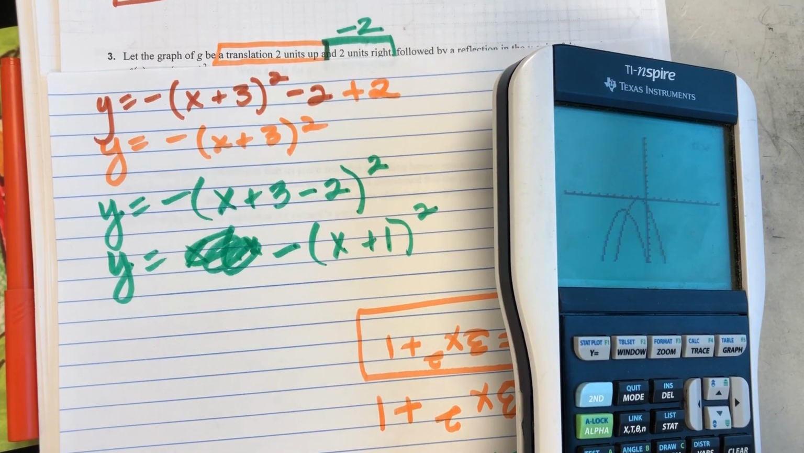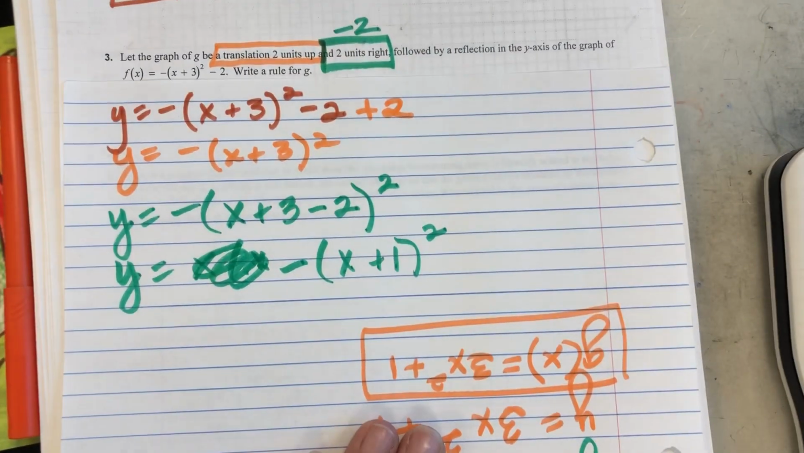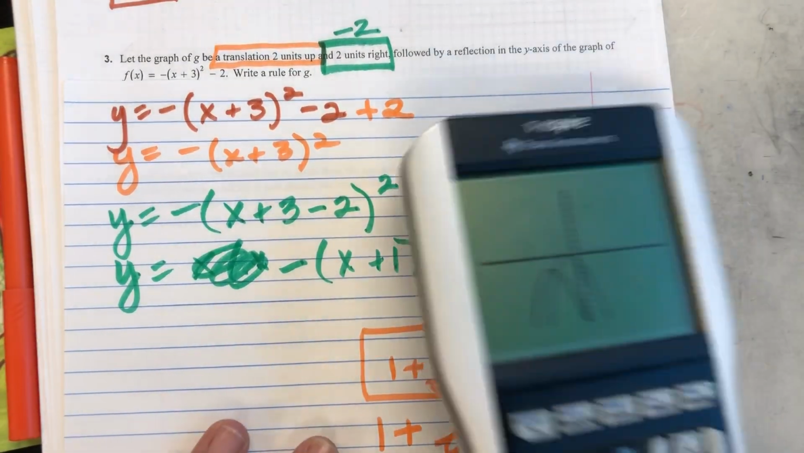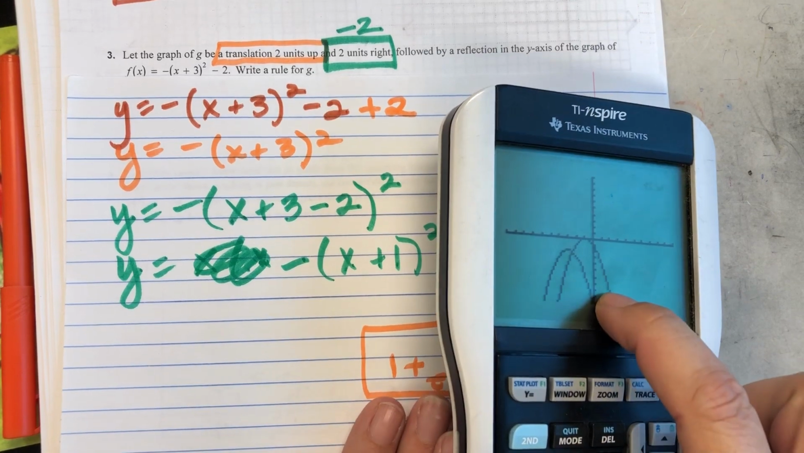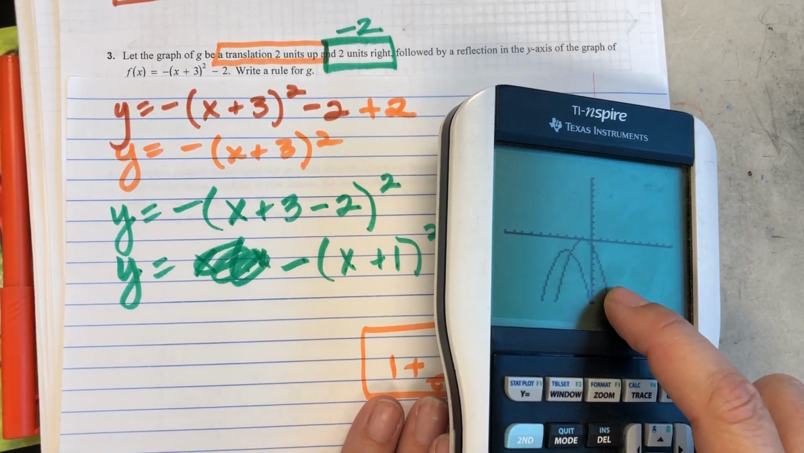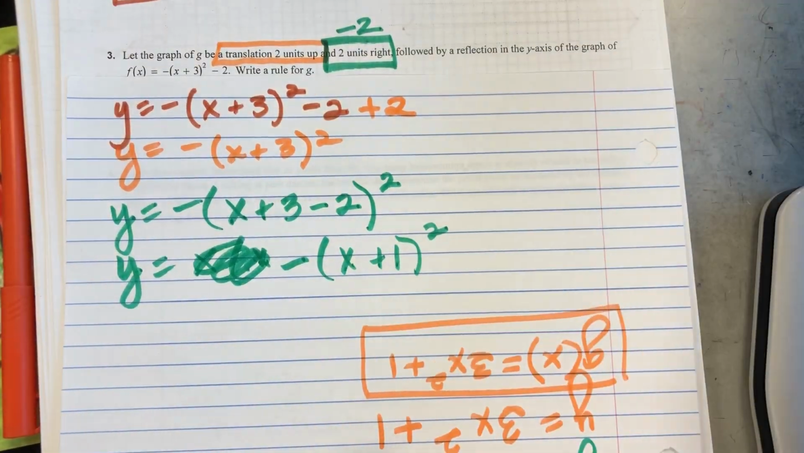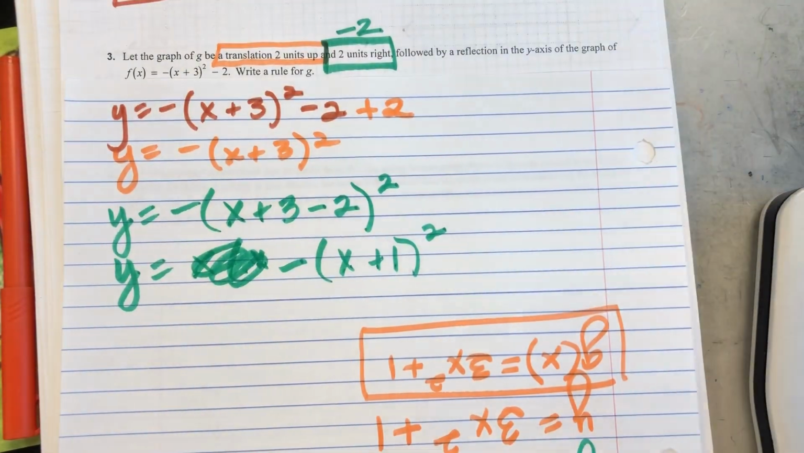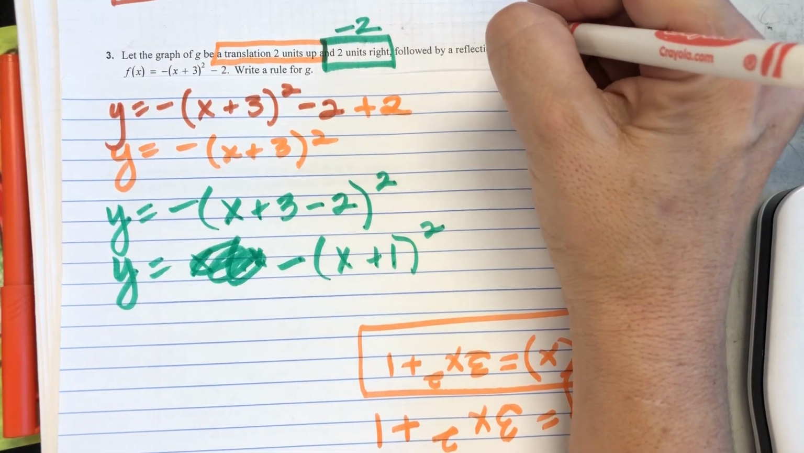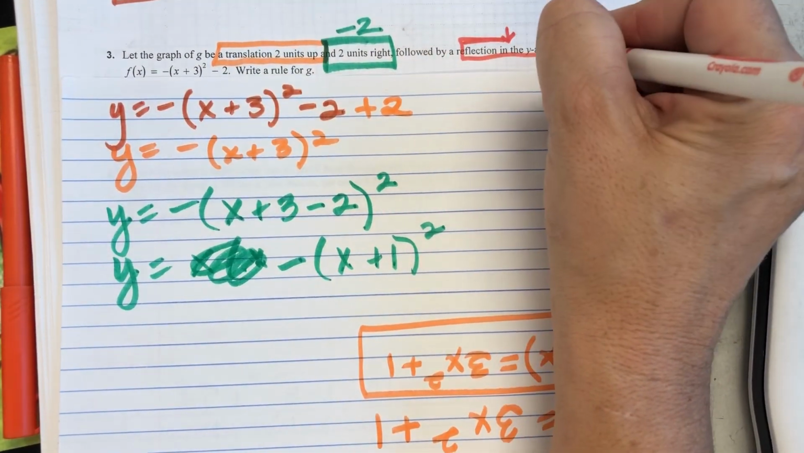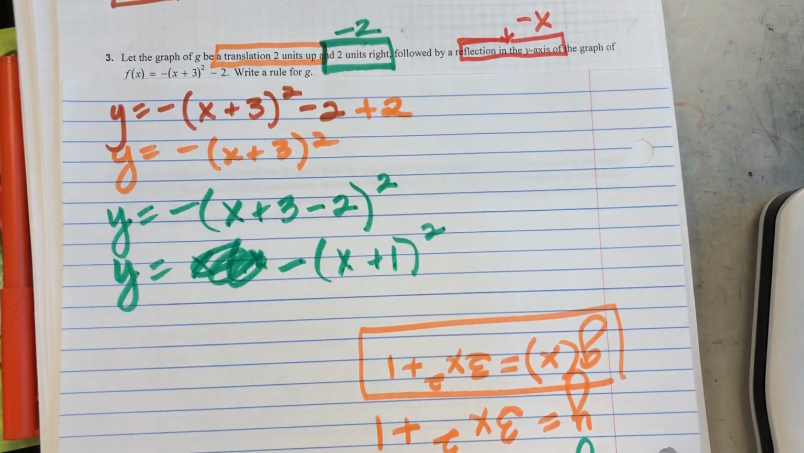Now, last but not least, and this was a weird one. Sometimes the reflection in the y-axis doesn't matter. This parabola where I'm sitting right now is not symmetric around the y-axis, so reflecting it over the y-axis does matter. Now, to get a reflection in the y-axis, what we need to do is make x opposite. Reflection in the y-axis, you need to make opposite x.